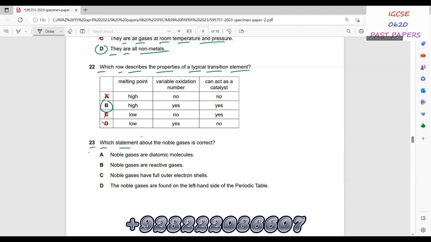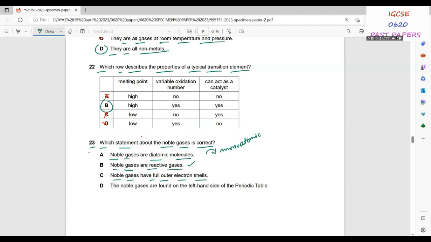23. Which statement about the noble gases is correct? A, noble gases are diatomic molecules. This is wrong. They exist as monoatomic, which means containing only one atom. B, noble gases are unreactive gases. This is a correct statement. C, noble gases have full outer electron shells.